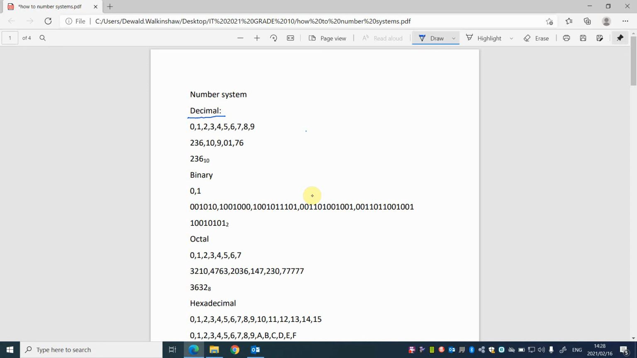So our decimal number system can contain 0, 1, 2, 3, 4, 5, 6, 7, 8, and 9. An example of a decimal number is any number like 2, 3, 6, 10, 901, and even 76. So any number that consists of the numbers listed above. If we look at 2, yes, 2 is in the decimal number system. If we look at 3, yes, 3 is in the number system. And 6 is also in the number system. So basically any plain number we know is part of the decimal number system.